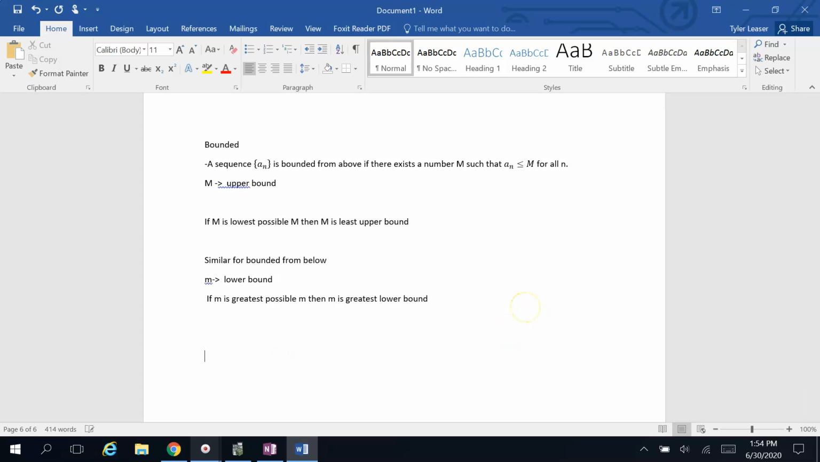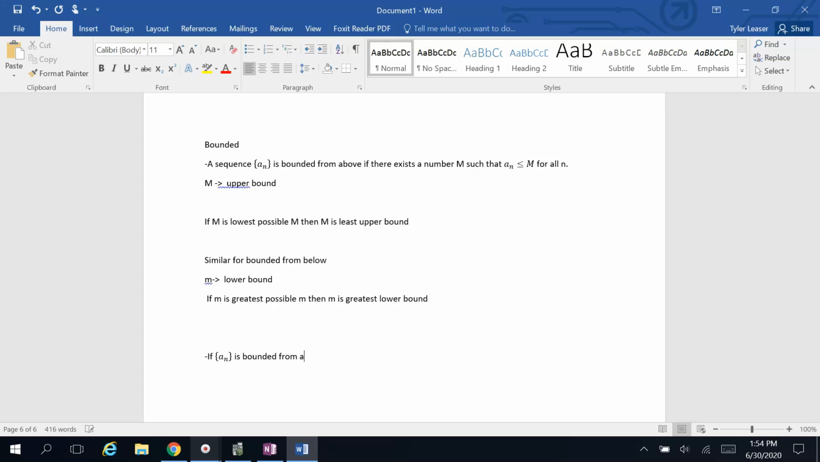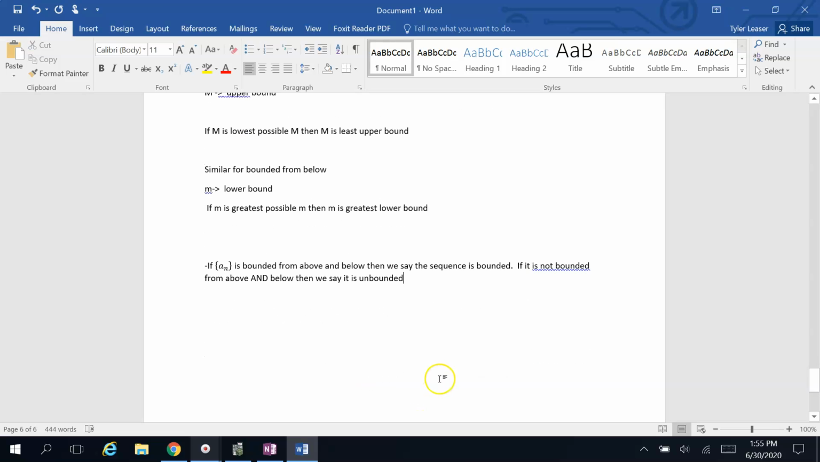All right. Finally, if you have a sequence A sub n is bounded from above and below, then we say the sequence is just bounded. If it is not bounded from above and below, then we say it is unbounded. So even if it's only bounded from above but not bounded from below, we still call it unbounded. It has to be bounded both below and above for it to be considered bounded.